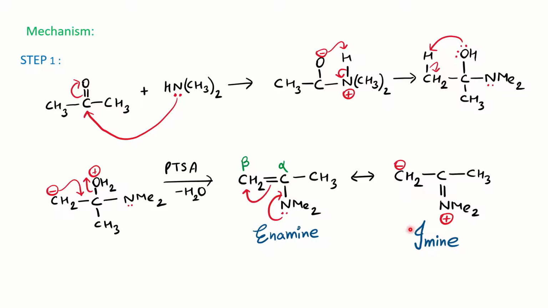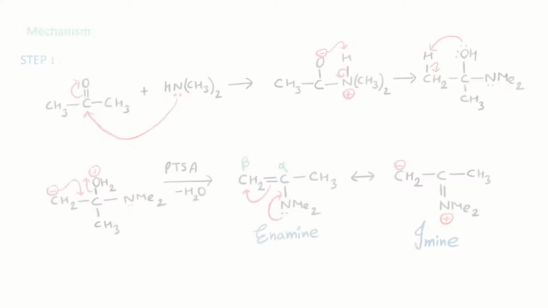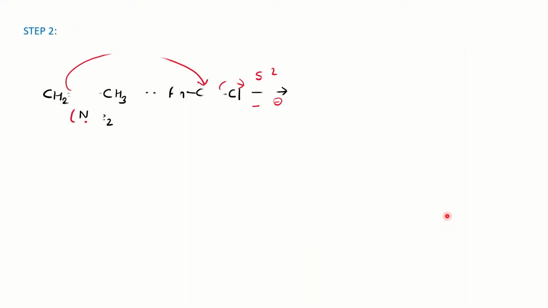The negative charge on the carbon is more stable as compared to the nitrogen, because nitrogen has the greater electronegativity. So this was the first step for the enamine formation. Now in the second step we have the alkylating agent. So how does the reaction proceed?